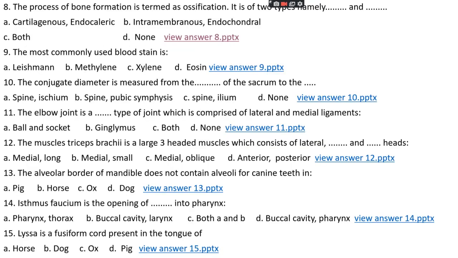Question number 9. The most commonly used blood stain is option A, Leishman stain, option B, methylene stain, option C, xylene stain, option D, eosin stain. The right answer is option A, that is the Leishman stain.